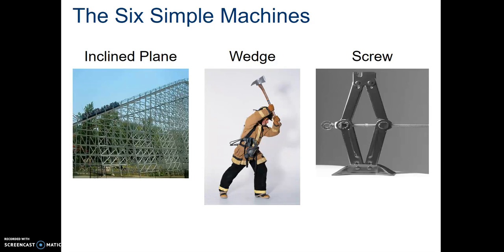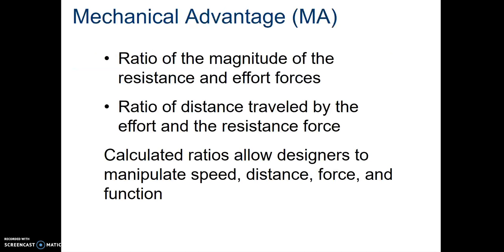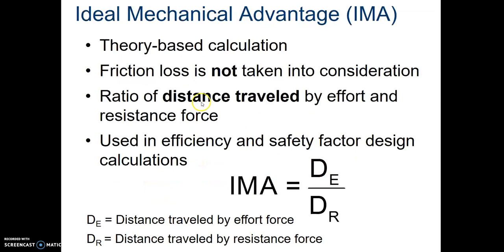So there are three more types of simple machines we need to go over: the inclined plane, the wedge, and the screw. So, little recap: mechanical advantage is either the ratio of the magnitude of the forces, or it's the ratio of the distances that the forces move the objects themselves.